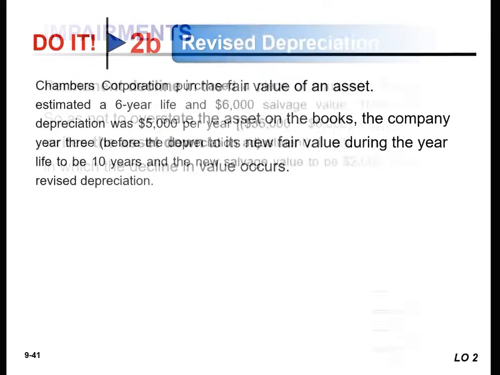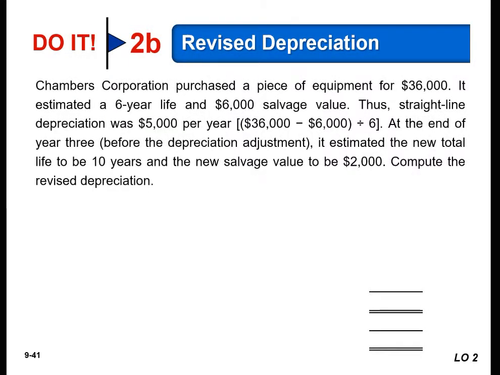So let's look at revised depreciation one more time. We've got Chambers Corporation, who purchased a piece of equipment for $36,000. It estimated a 6-year life and a $6,000 salvage value. Using straight line depreciation, this was $5,000 per year. So $36,000 minus $6,000 divided by 6 is $5,000. At the end of year 3, but before the depreciation adjustment, it was estimated that the new total life was actually 10 years, and the new salvage value was $2,000.